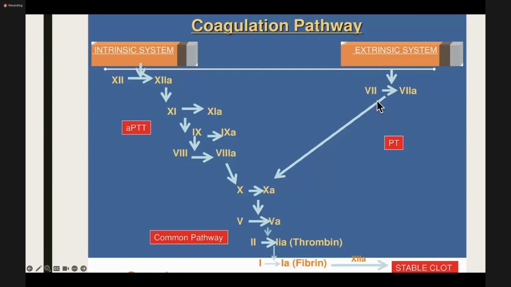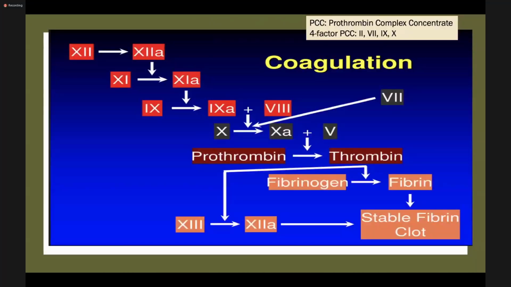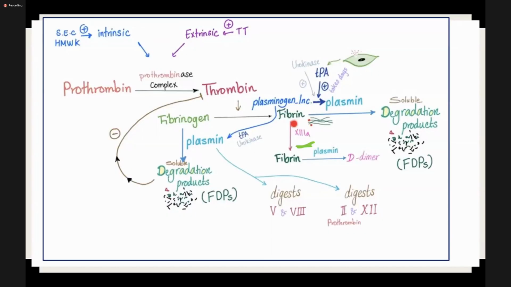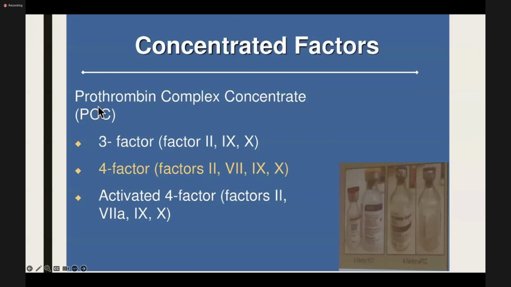Intrinsic, extrinsic, you guys know this already. You know which one is PTT, which one is PT, which one is the common pathway. The PT is warfarin, the PTT is your heparin. And INR, you can use that for your warfarin also. This is what I was talking about earlier, your prothrombin complex concentrate. This could be used to reverse warfarin.